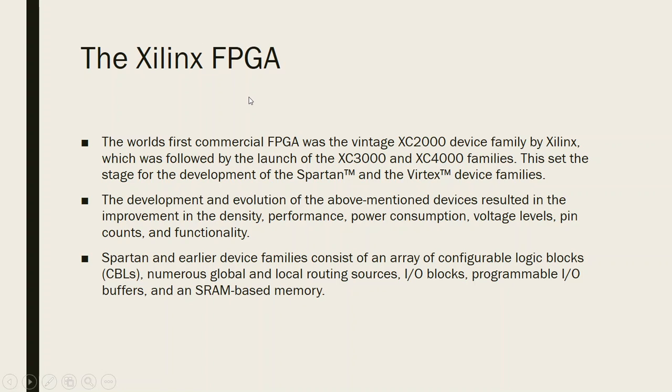Then you have the voltage levels and the number of pins that are available. A tiny IC with nearly 100 pins is also possible these days. And of course functionality. You can have an IC that is performing multiple tasks, which was not possible before FPGA, or before VLSI development, to be very precise. Spartan and earlier device families consist of an array of configurable logic blocks, also called CLBs, numerous global and local routing resources, I/O blocks, programmable I/O buffers, and an SRAM based memory.